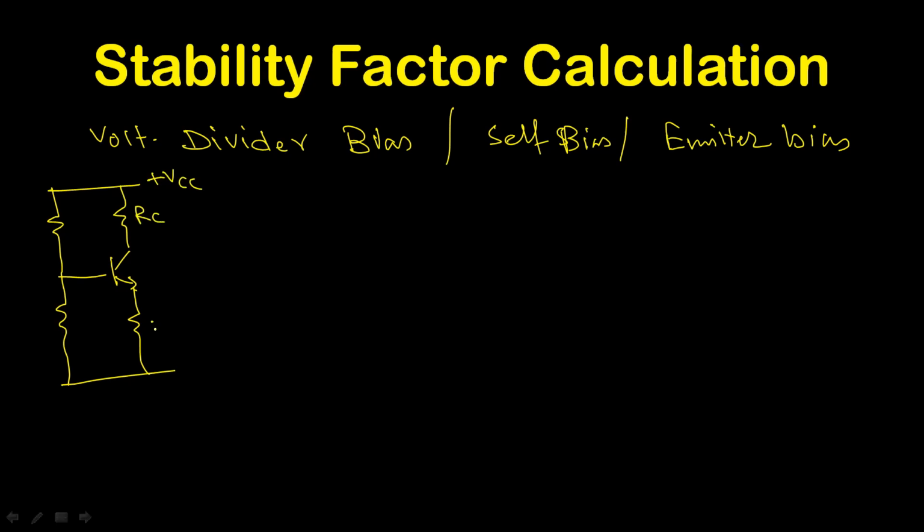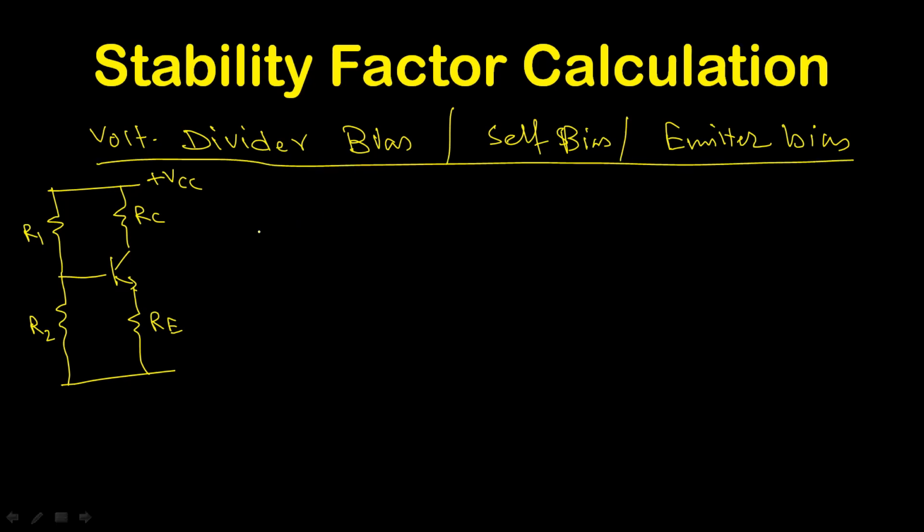So this one is RC, this one is the emitter resistance we are using, this is R1, this is R2. Now again, if I want to calculate the stability factor S, the first thing is we have to calculate the value of IB, the base current, because the del IB by del IC parameter needs to be calculated. Now in this circuit, the input side is a little bit complicated. So we can apply network theorems to simplify this circuit.